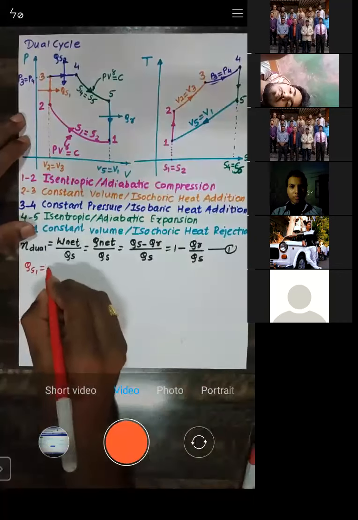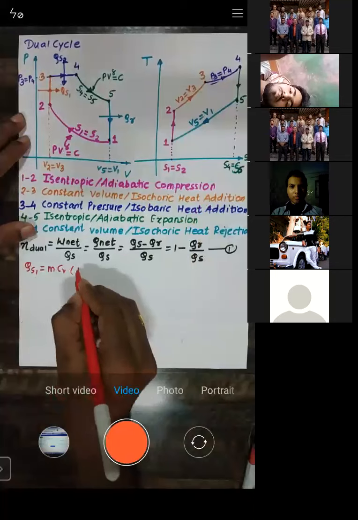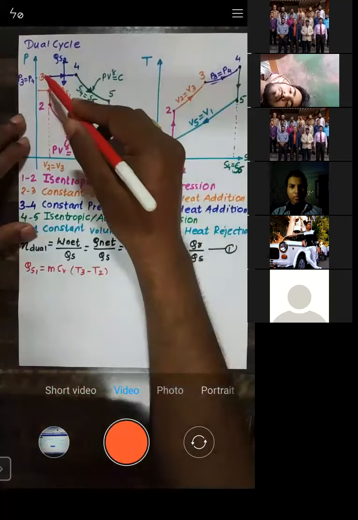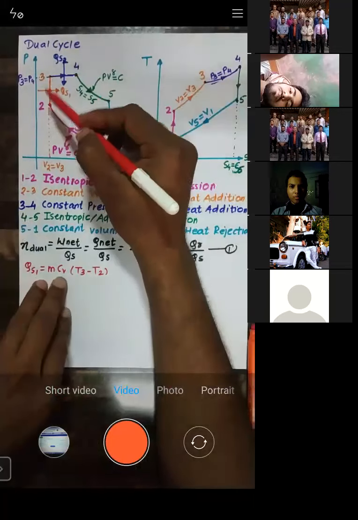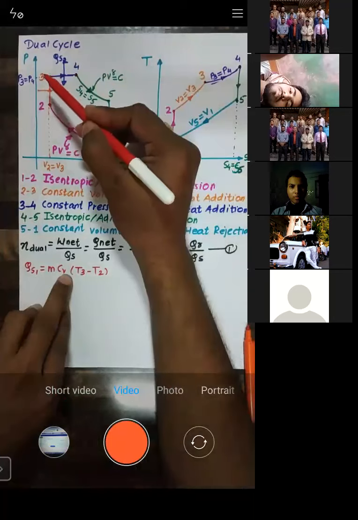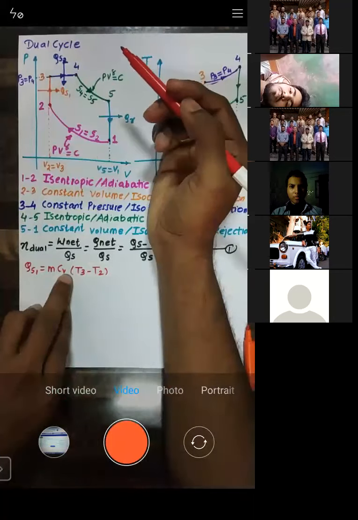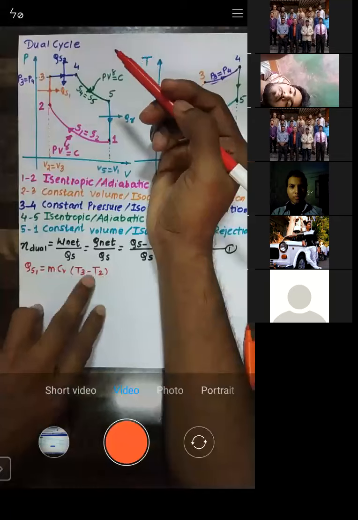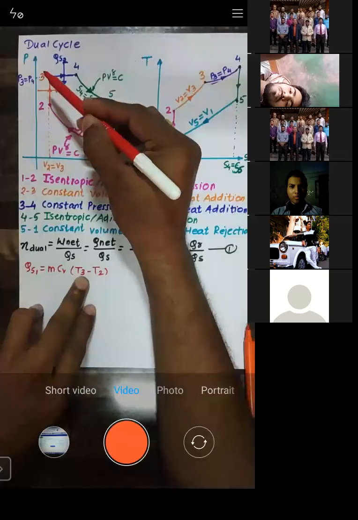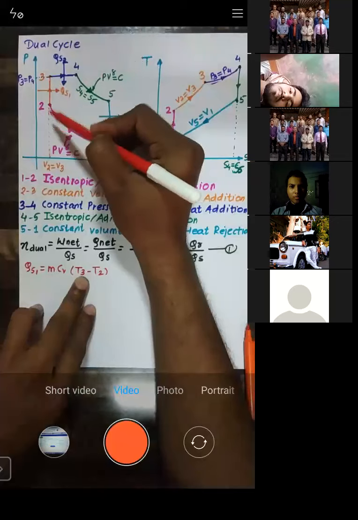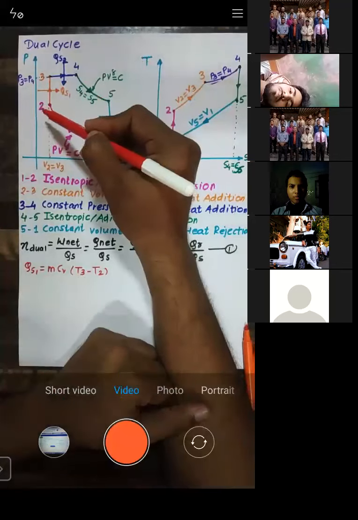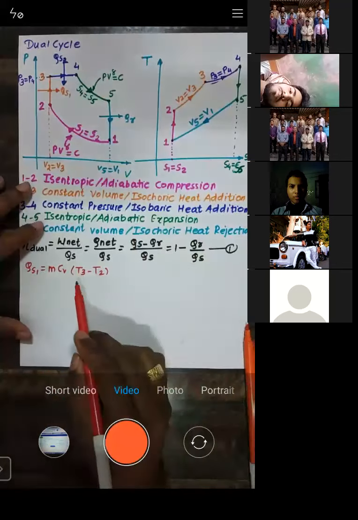So the formula is M into CV into final temperature minus initial temperature. During 2 to 3, you have supplied the heat at a constant volume, so the formula is M CV into final temperature minus initial temperature. Why am I taking final minus initial? Because the temperature after heat addition is always greater than the temperature before the heat addition. When you add the heat, T2 increases to T3. That's why I have taken T3 minus T2.